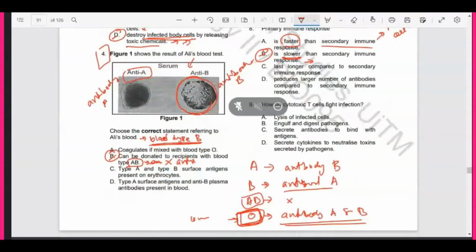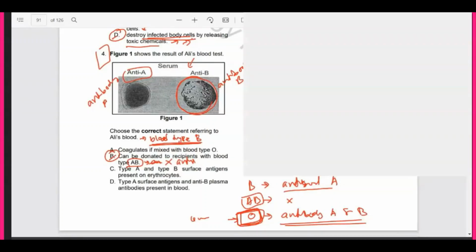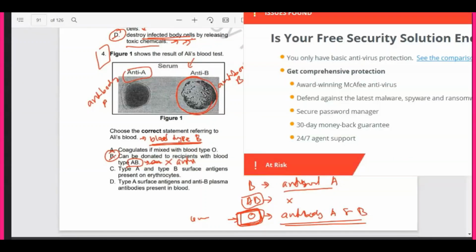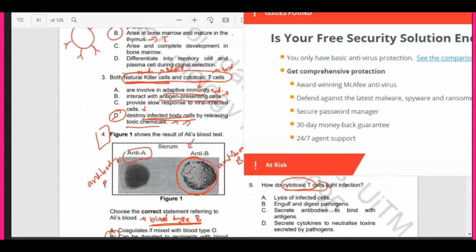Number 9. Nabila. Number 9. How do cytotoxic cells fight infection? C. Secrete antibodies to bind with antigens. Look back at this earlier: secrete antibody to bind with antigen. Is that the job of the cytotoxic T cell? I already explained here earlier. What is its function? Destroy infected body cells.